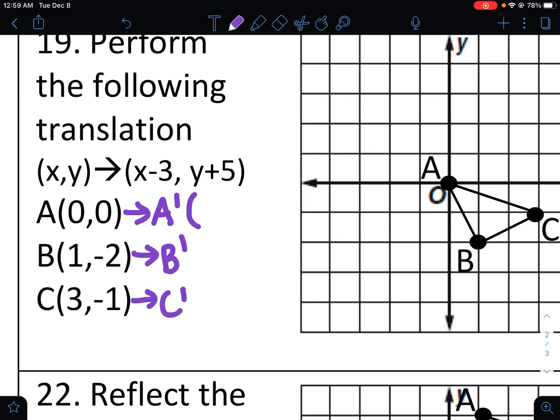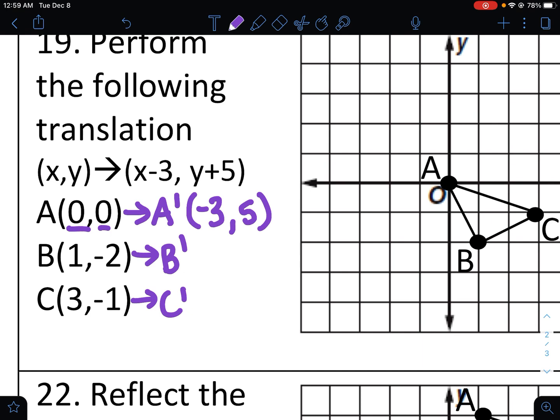So for A prime, we're going to take that 0 for a and subtract 3. So that's going to be -3. And then we're going to take the other 0 for the y, plug it in for y, and that's going to be 0 plus 5, which is 5. So that's how you can do translations, by using the rule.